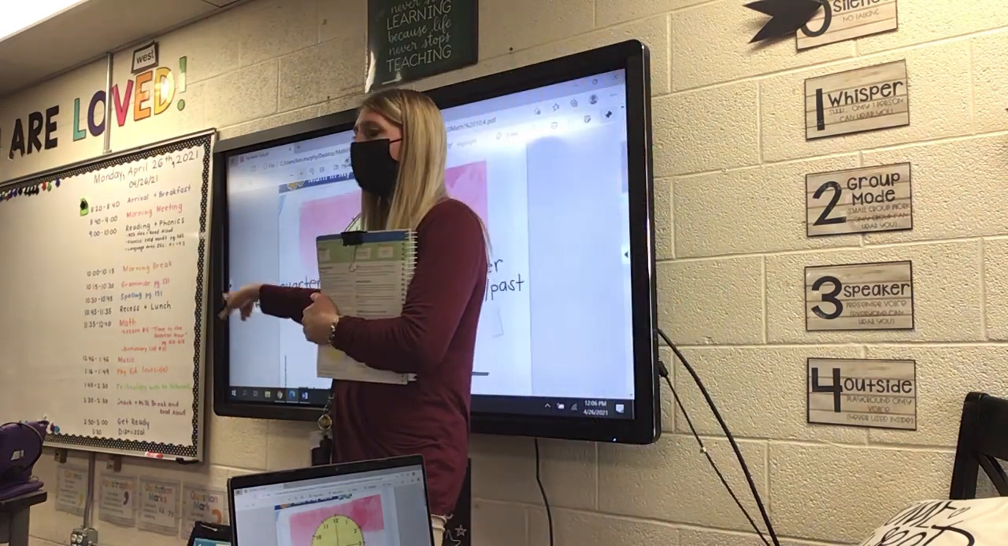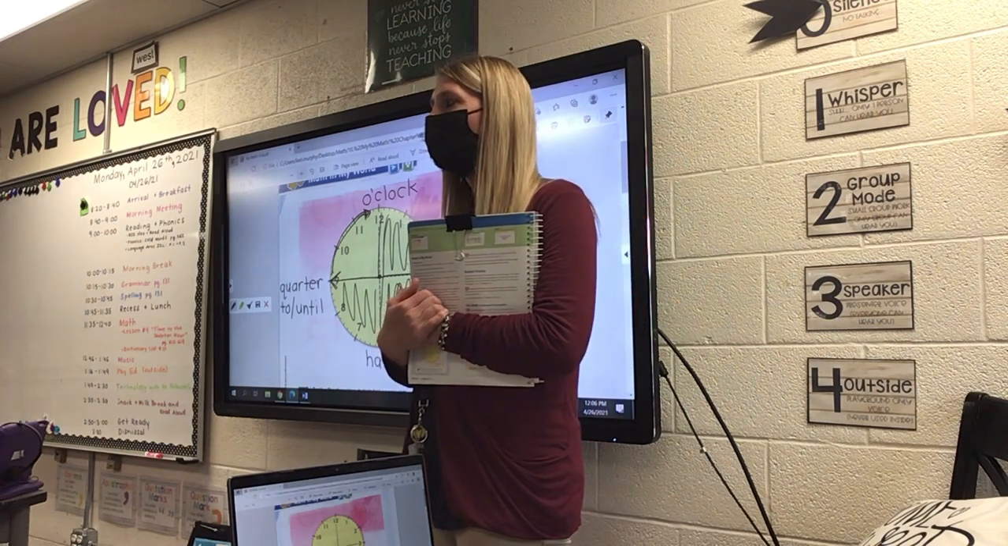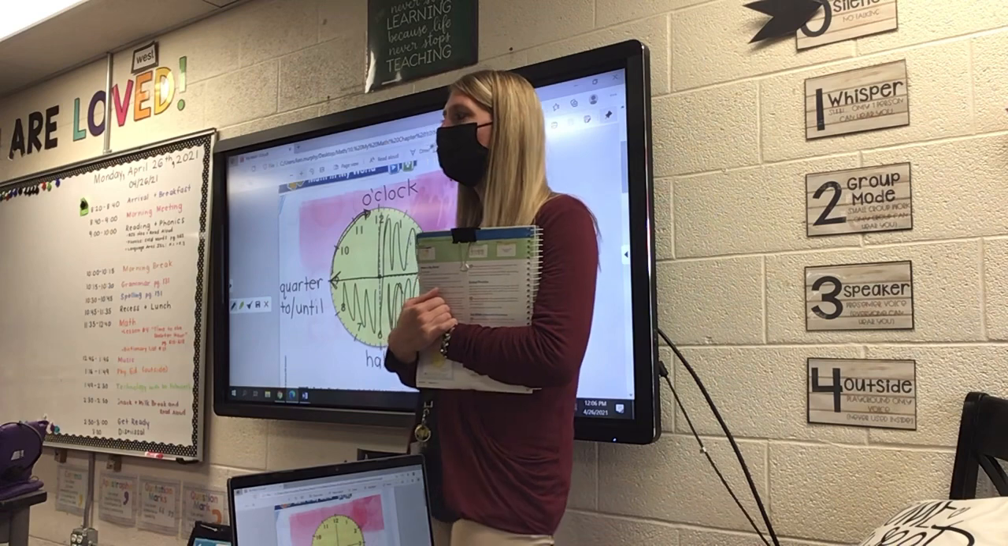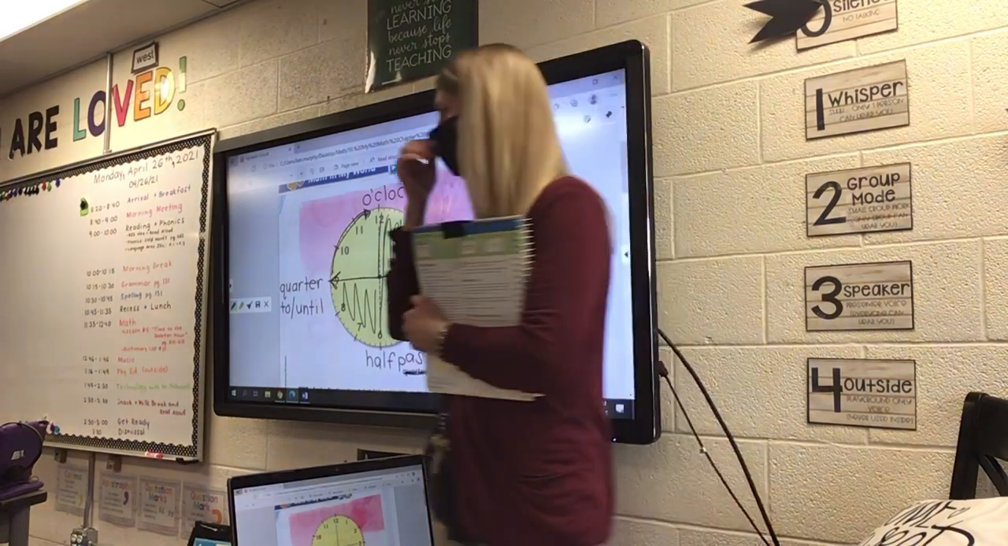Okay, when you have this done, flip it to the next page where it has the guided practice. Flip to the next page where it has guided practice, please. Guided practice.